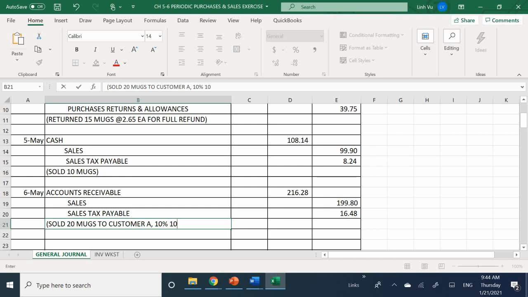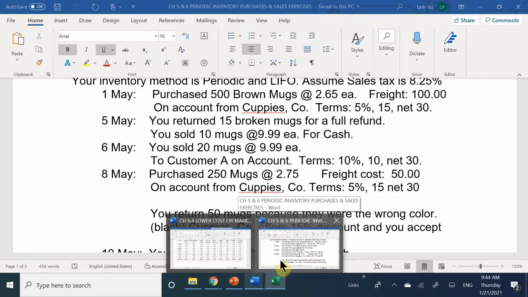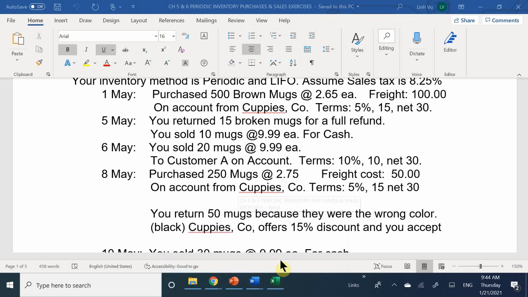if he paid in 10 days. If not, the whole thing is due in 30 or 20? It's 30. Good. Usually it's 30 days. Okay, good. All right. Now again, does my sale affect my inventory worksheet? No. Good.